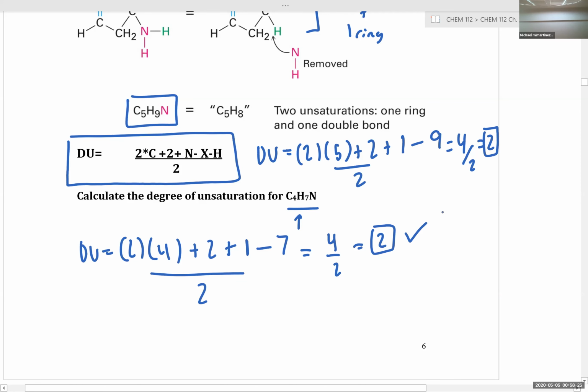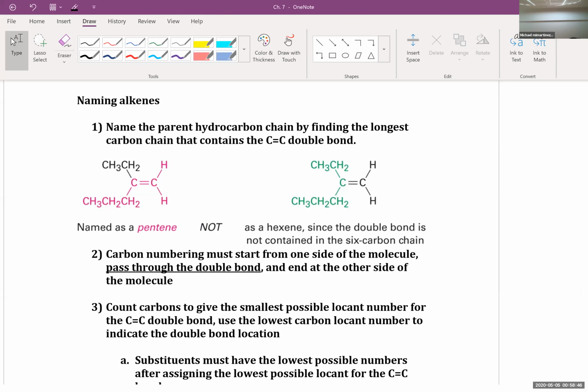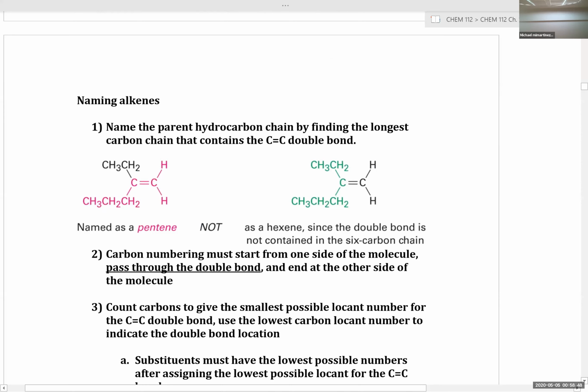Perfect. Okay, so DU is a useful tool in limiting the number of potential options when you're drawing constitutional isomers. It can help guide your process of drawing constitutional isomers. Let's now move on to a bulky portion of this next chapter. We're dealing with alkene reactivity and alkene structure. So let's talk a little bit about naming alkenes.